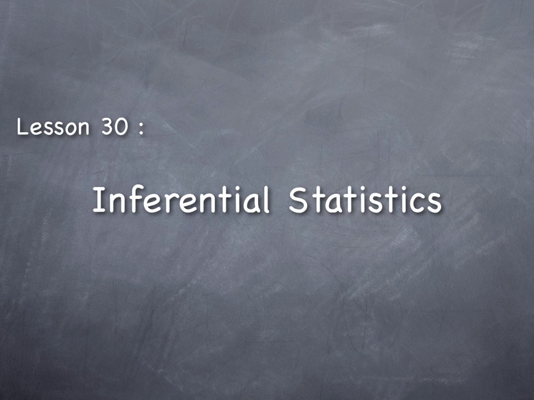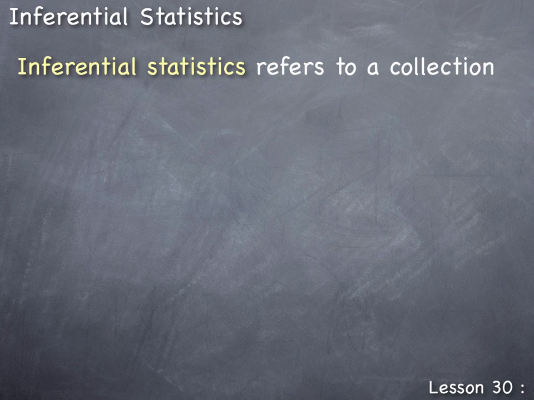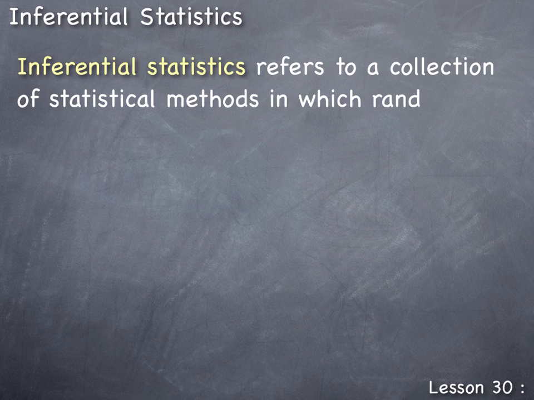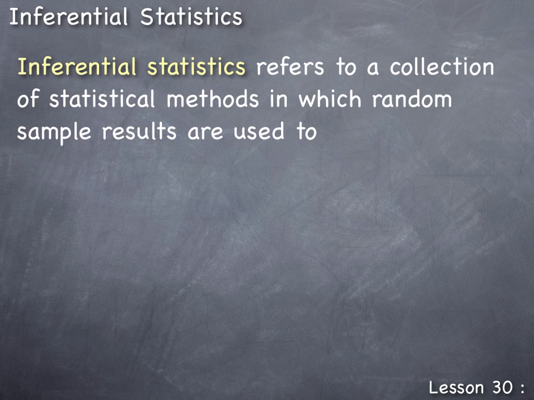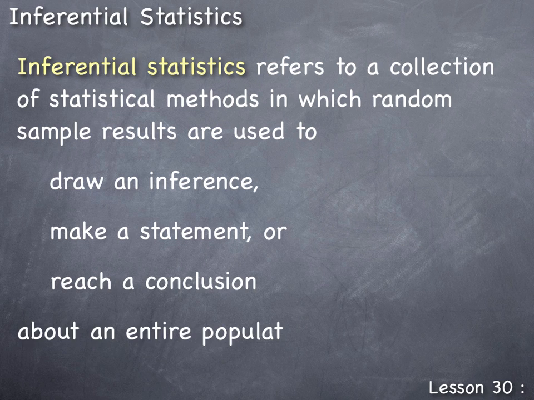Lesson 30, Inferential Statistics. Inferential statistics refers to a collection of statistical methods in which random sample results are used to draw an inference, make a statement, or reach a conclusion about an entire population.